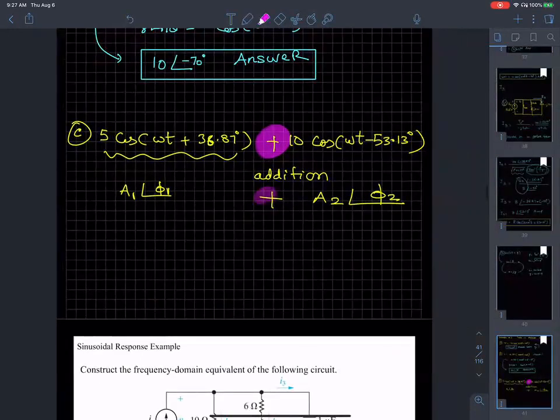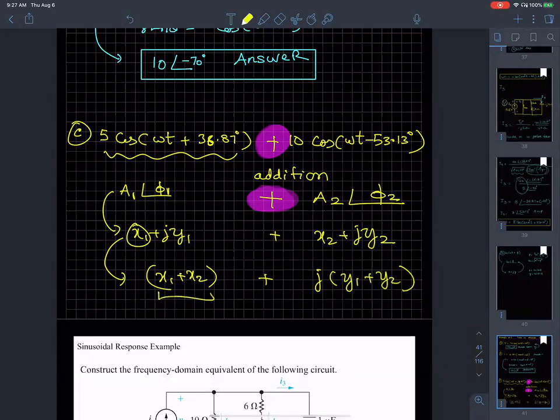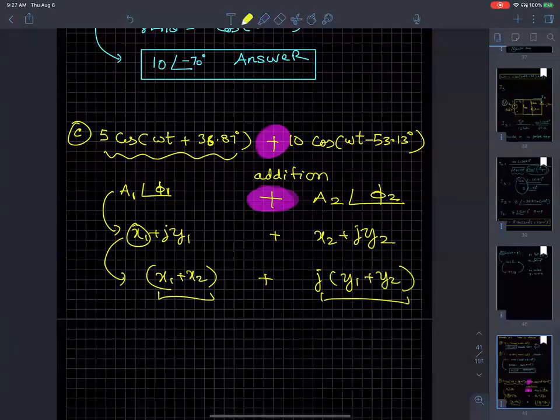So I cannot add directly in the polar form. I want to convert this to rectangular form, x1 plus j y1 plus x2 plus j y2. Now I can add these two numbers: x1 plus x2, plus j times y1 plus y2. Now I can convert this back to polar form. So I'm going to have to jump back and forth between time domain to polar, polar to rectangular, rectangular back to polar. Interesting.